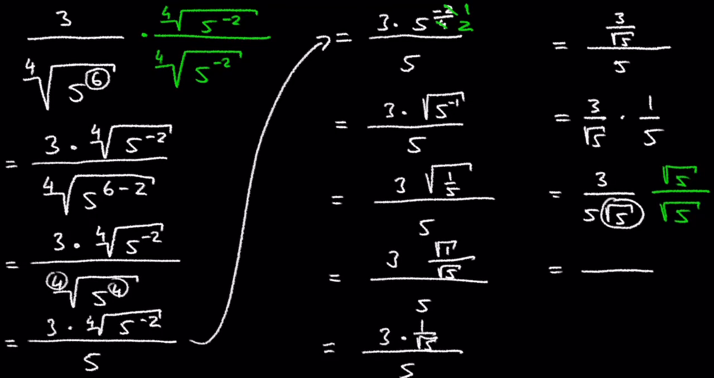So we get 3 times the square root of 5 in the numerator and 5 times the square root of 5 times the square root of 5 in the denominator. The square root of 5 times the square root of 5 is 5, which is a rational number, which we wanted. After multiplying 5 with 5, we finally get our answer to the problem, which is 3 times the square root of 5 over 25.